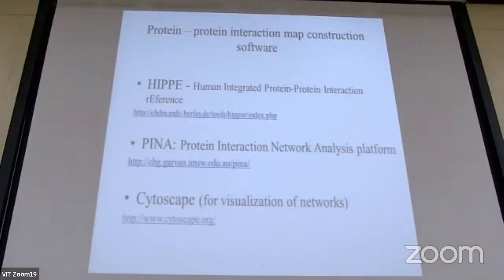Okay, so there are other software tools which can construct protein-protein interaction networks. HIPPIE, this is also good. We use it sometimes in the lab. PINA, the URL is given. Cytoscape, as I told you, is already shown in one of the previous slides.